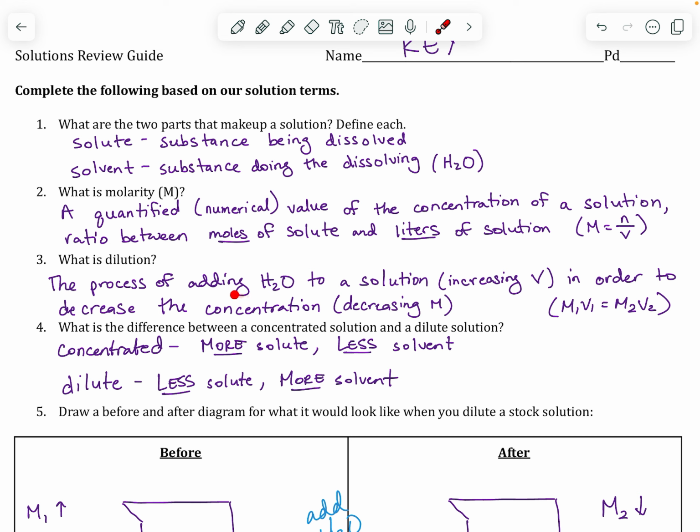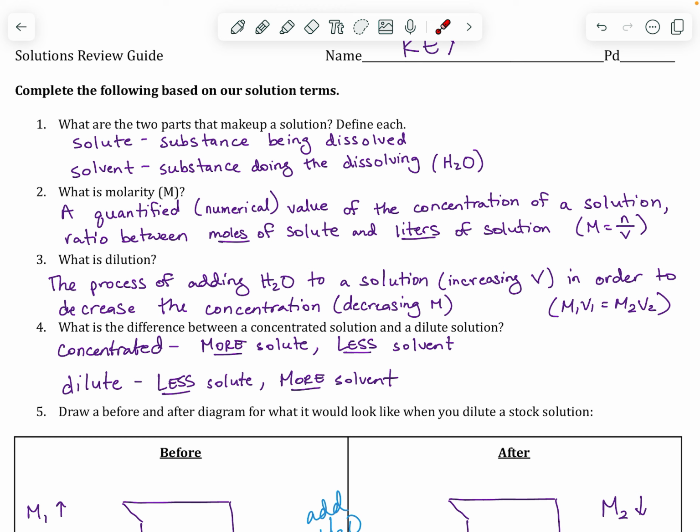What is dilution? Dilution is just the process of adding water to a solution. We increase the volume in order to decrease the molarity. In this case, we're assuming that the moles of solute, or how much stuff is dissolved inside the solution, is staying the same. And so being able to add a solvent in order to increase that initial volume to a new volume here should then decrease the molarity that we start with. We always start with what we call the stock solution. That's usually the higher concentration at a lower volume, to then figure out how much water we would need to add to dilute.